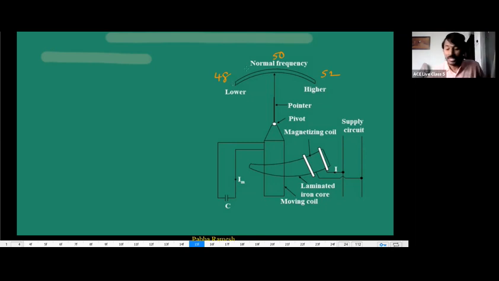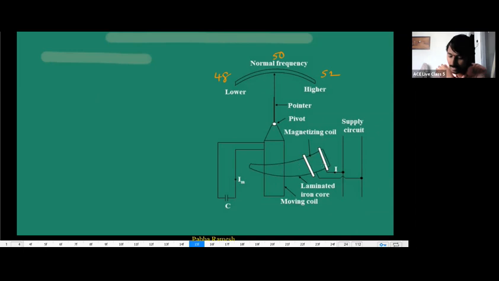This is simple. Now, in this entire thing, about the construction, concentrate here. This entire vertical rod, the vertical bar, is the moving coil. Whatever this curved portion is, that curved portion is the laminated iron core. This entire curved portion is the laminated iron core, and this entire thing is the magnetizing coil.